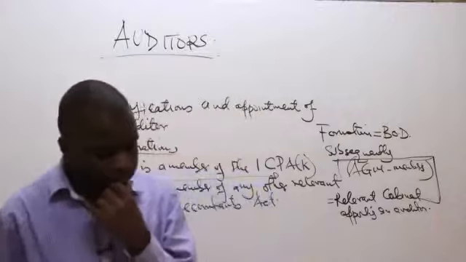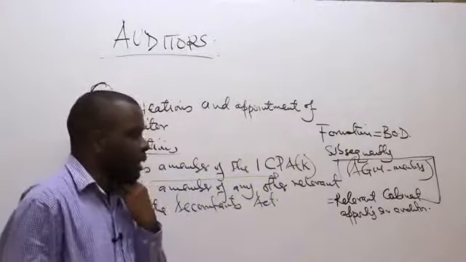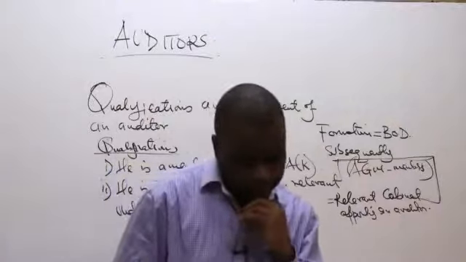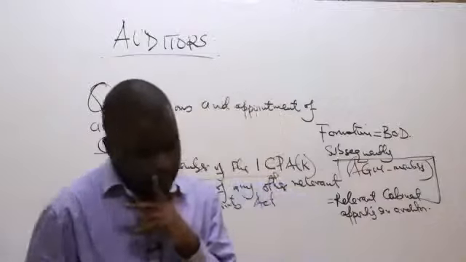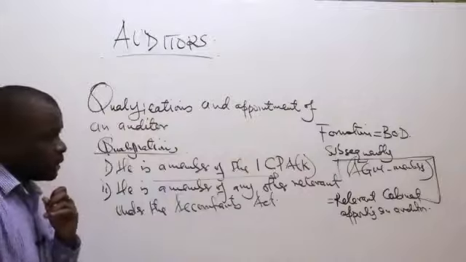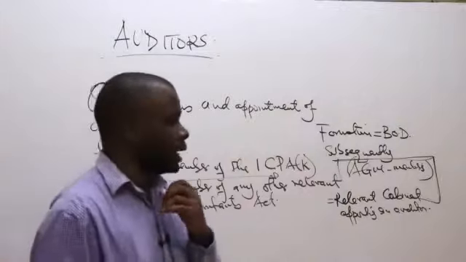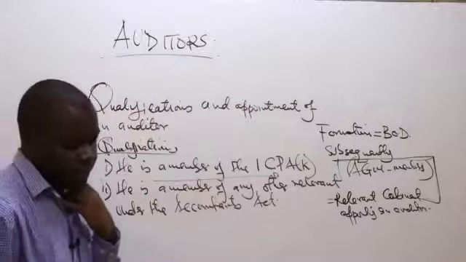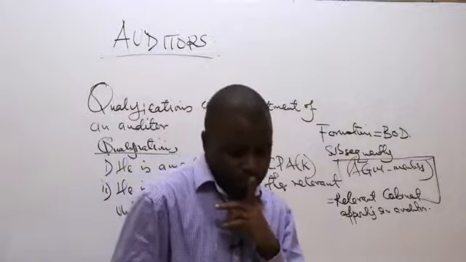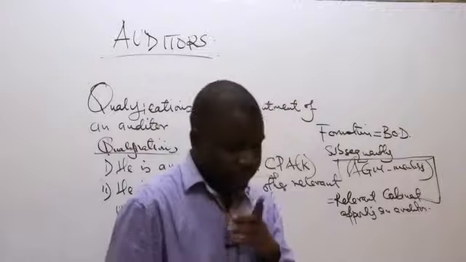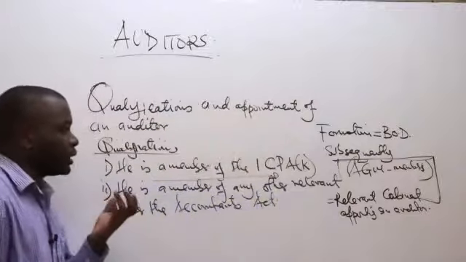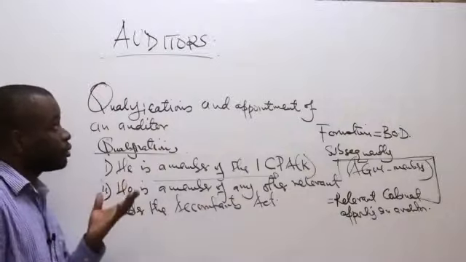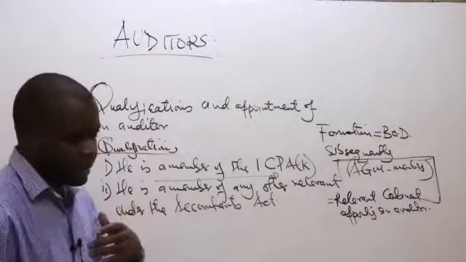Then the last one, if his term of service has come to an end. I think there are requirements that you shouldn't continuously be an auditor for the same client for a particular number of years. So if his term of service has come to an end, of course he won't be reappointed. Just to protect independence, it's good that you don't always audit the same client for a period of over 10 years. So at least you change the auditors so that you can ensure there is independence.